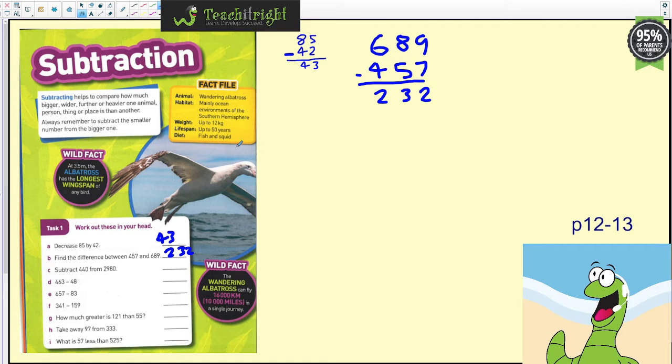Part C, subtract 440 away from 2,980. So 2,980, subtract 440. So we get 0, 4, 5, and 2. So 2,540.